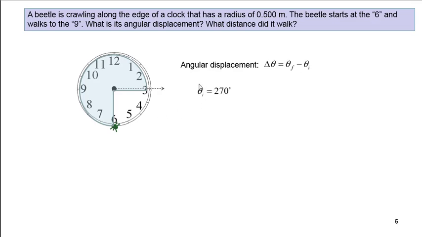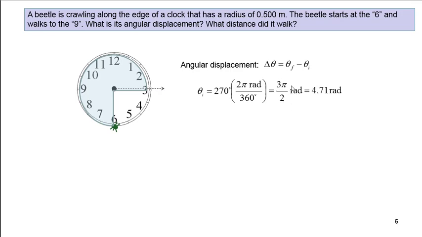But I need this to be in radians, so I'm going to convert between degrees and radians. And the conversion factor that I like to use is that a full circle is 360 degrees, or 2 pi radians. So that's what I'm going to use as my conversion factor. I put the degrees on the bottom, so the unit of degrees will cancel. And I have radians on the top, so that's what I'll be left with. So mathematically, I'll do 270 times 2 pi divided by 360. And I get 3 pi over 2 radians.